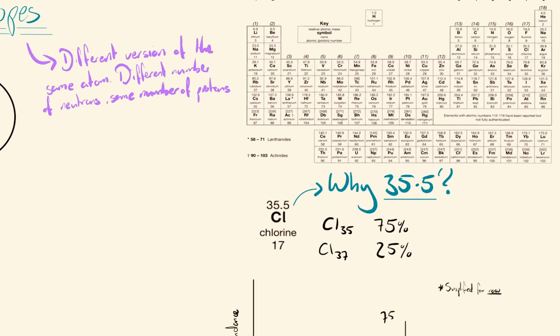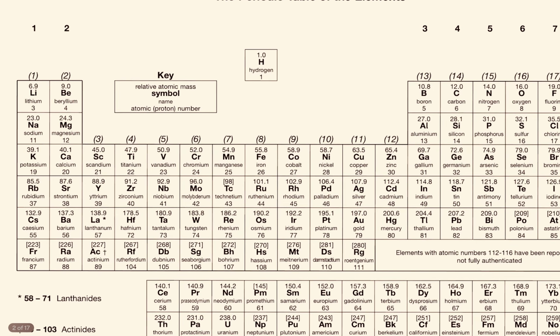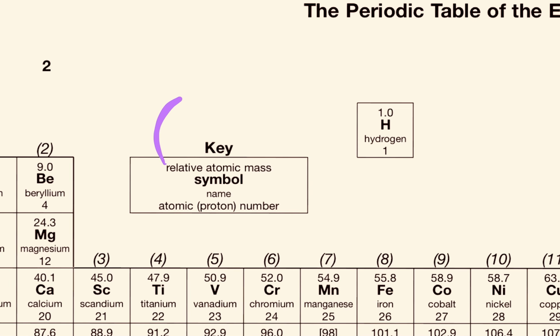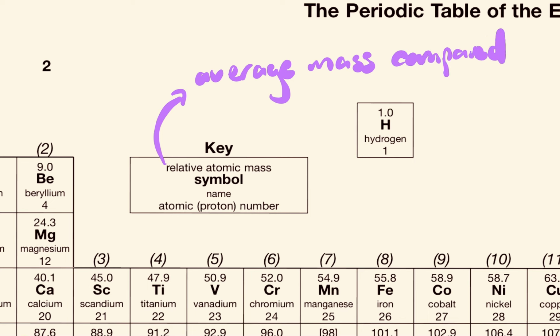And this isotope thing is what explains the numbers that we find on our A-level version of the periodic table. Lithium 6.9, chlorine 35.5, copper 63.5. An individual copper atom is not going to have a relative atomic mass of 63.5. What's happened here is that we've taken a big sample of copper and we've measured their average mass. So when we're talking about relative atomic mass, we're talking about the average mass compared to 1/12 of carbon 12.